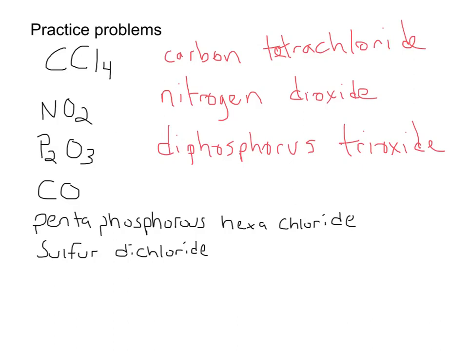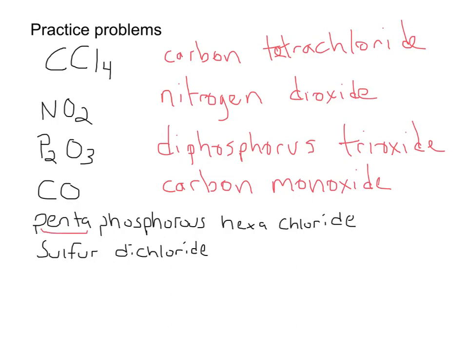Okay. And the last one is CO. So again, not monocarbon monoxide, just carbon, and we say monoxide rather than monooxide because of the vowel. But again, if you gave us carbon monoxide, we would give it to you. Okay, there's 4 going the one way, and then the next one is pentaphosphorus hexachloride.